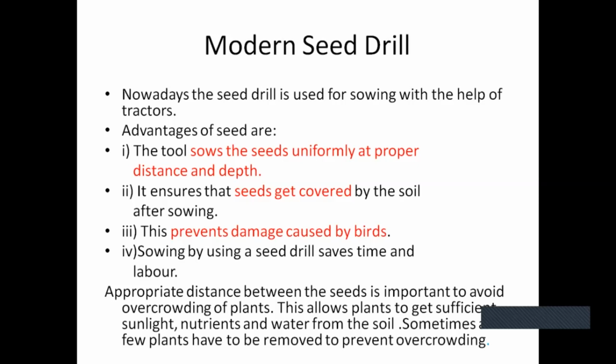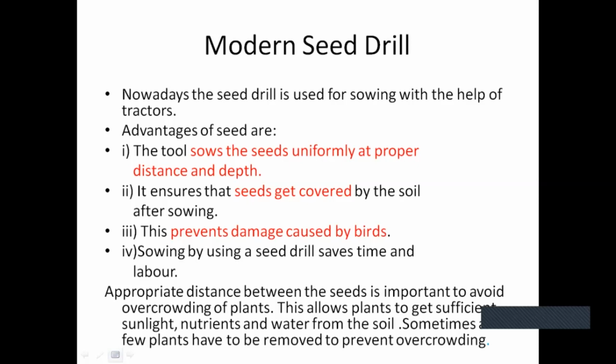The advantages are, you all know that if it is being driven by the tractor, it will have uniformity at the proper distance and proper depth while the seeds are sown. It also ensures that once the seeds are sown, they are covered with soil. If the seeds are not covered with soil, what is going to happen? If the seeds are open, they might be eaten by birds or insects, and then there will be a loss of seeds, right? But this is not a problem because of the modern seed drill.